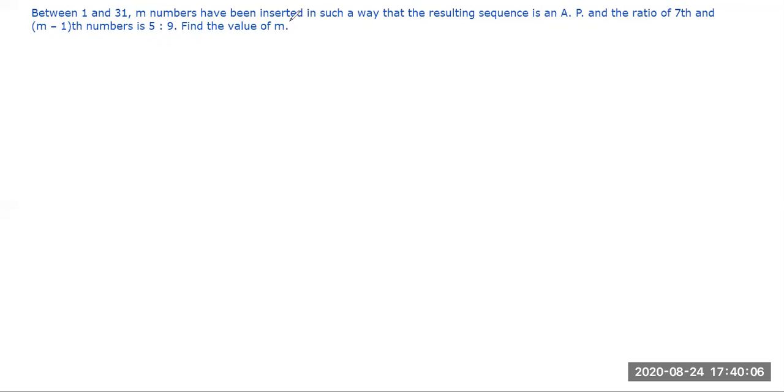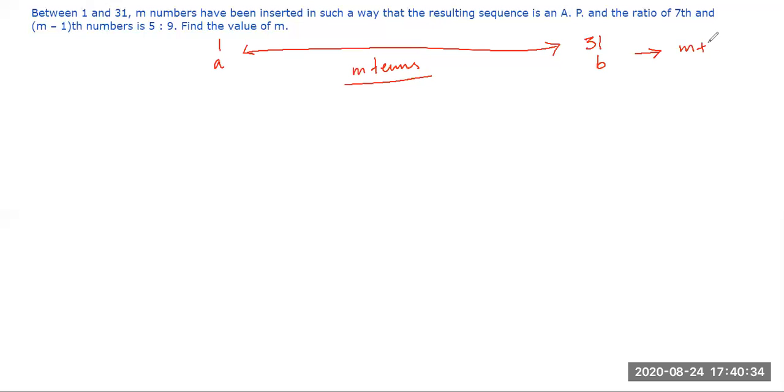Okay, so please see, students, here what is our A and B? 1 and 31. This is my A and this is my B. Between A and B, how many terms have been inserted? M. You can say M terms or M numbers. So what will be the total number of terms in the resulting AP? It will be M plus 2 terms.